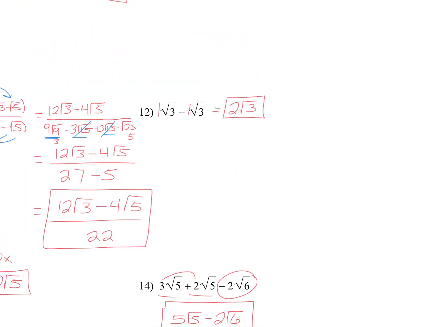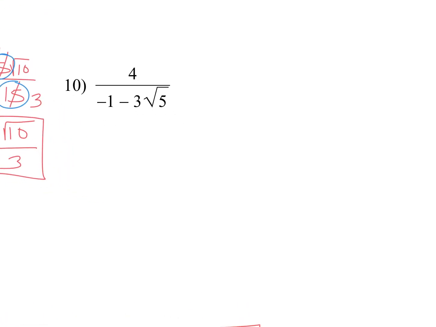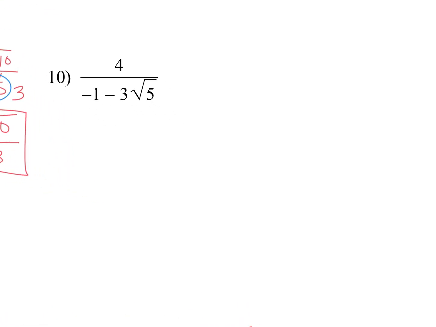Let's go back up to number 10. Okay. Back to multiplying. What do I need to multiply by to get rid of that square root? The conjugate. What's the only thing that changes in the conjugate? This middle sign right here. Okay, so I'm going to multiply by negative 1 plus 3 square root of 5 on the top and the bottom.